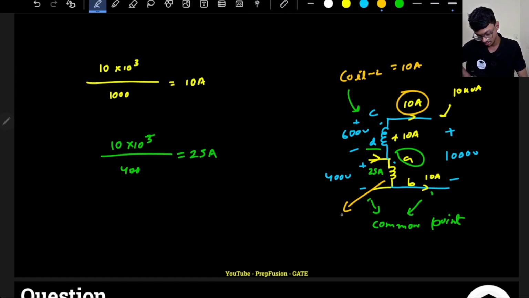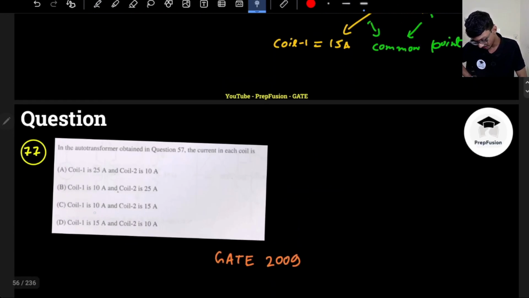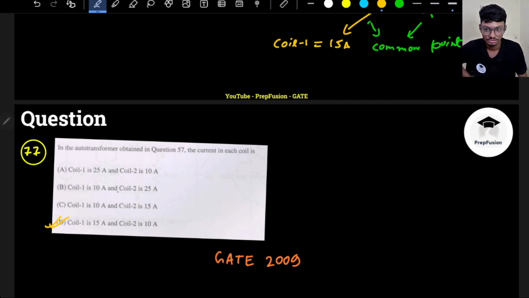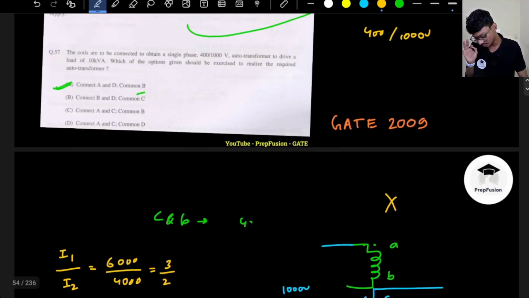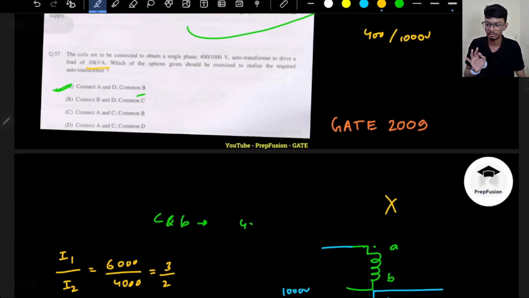15 amperes. So actually we are not using the transformer in rated condition, that's why I was making a mistake. So current through coil 1 is 15 amperes. Current through coil 2 is 10 amperes. So now I can answer, coil 1 current is 15 amperes, coil 2 current is 10 amperes. So option D will be the correct answer for this question. Okay, so this was actually a good question, because we are connecting it to a 10 kVA load. So we have to keep in mind all the information given to us.